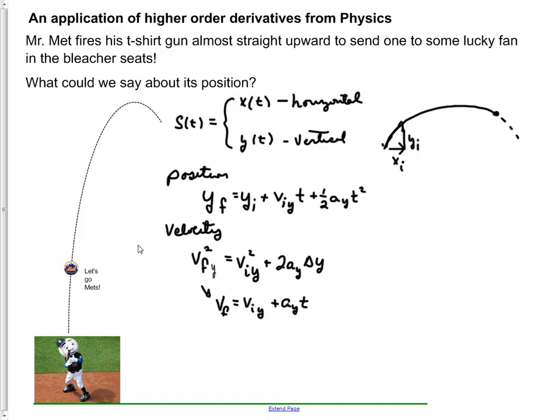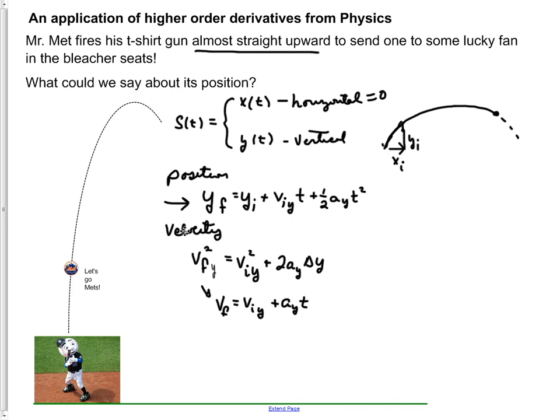Well, okay, in this case, we're firing it almost straight up. So that means that, when Mr. Met fires off his cannonball T-shirt, we're only going to consider the vertical position, and we're going to let the horizontal position be 0 at that particular point. So we're not even worried about what happens as it goes side to side. We're going to look at the vertical position. So what was the vertical position function?